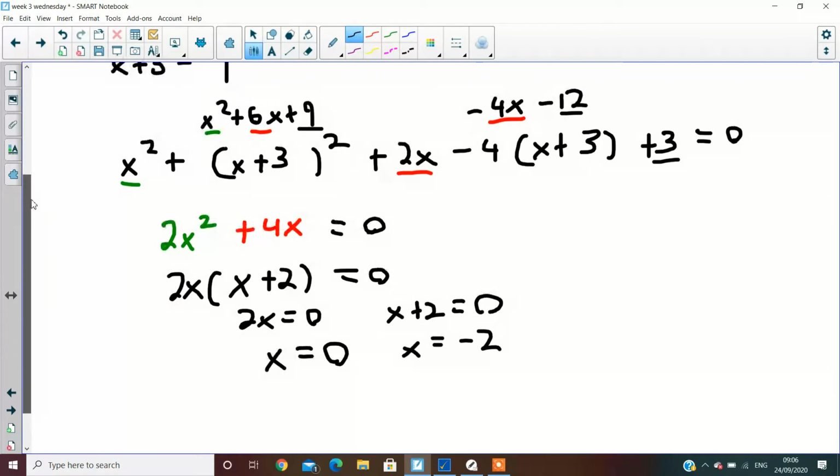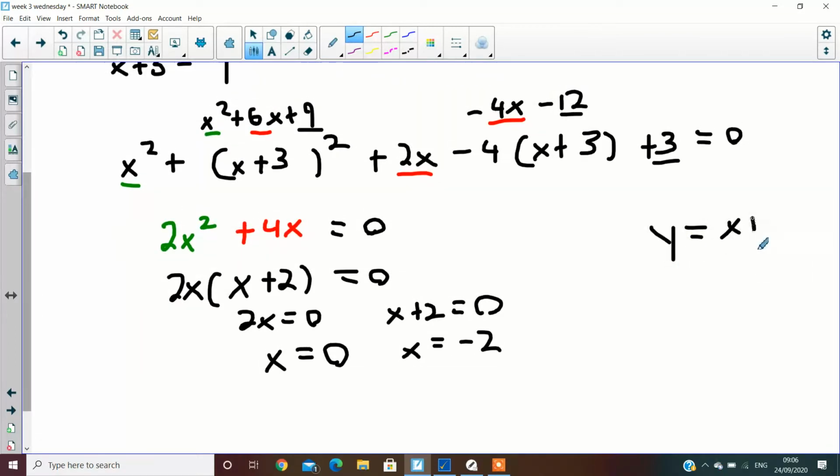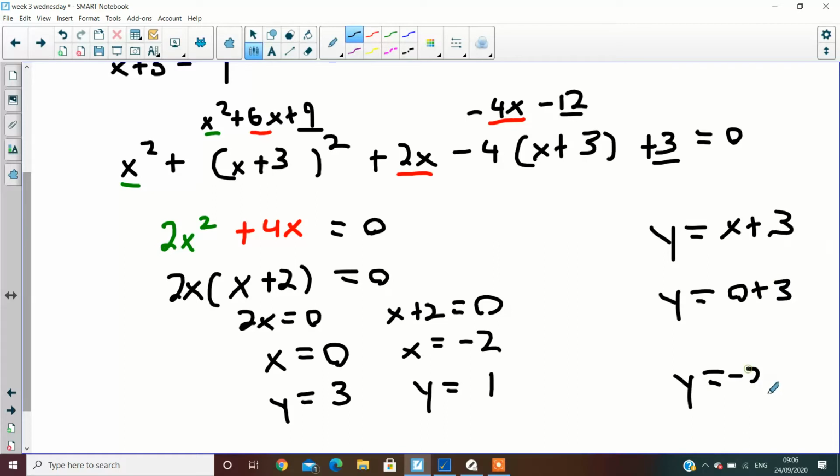Now, haven't got full marks yet, because we all know that y equals x plus 3. So what happens when you add 3 onto x? You get 3, and when you add 3 onto this one, you get 1. Is that right? So it's going to be 0 plus 3 for the first one, and for the second one, it's minus 2 plus 3. All right.